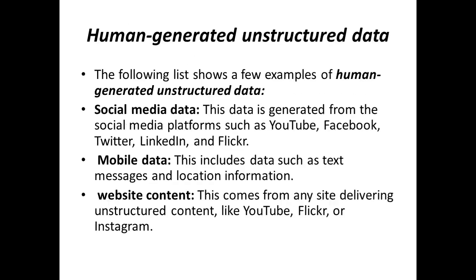Human-generated unstructured data. Unstructured data may be computer-generated, machine-generated, or human-generated. First, human-generated social media data. This data is generated from social media platforms such as YouTube, Facebook, Twitter, LinkedIn. These are social media data. Mobile data also includes data such as text messages and location information. Everything is human-generated data. Website content, like unstructured content such as YouTube content and Instagram, are website content. These are generated by humans.